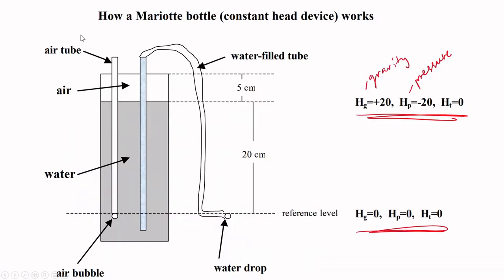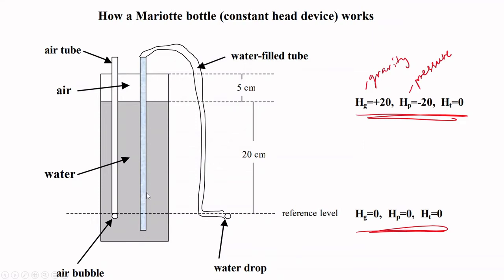So let's try to understand how a Mariotte bottle actually works. The Mariotte bottle works like this. You have a tube where air is allowed to enter, and then inside the container you have the water raised to a certain height, and then you have another tube inserted into the container.